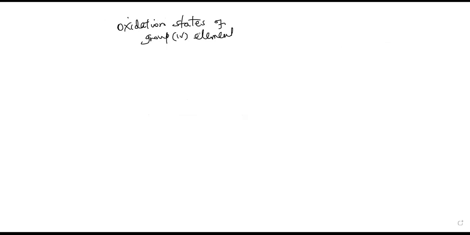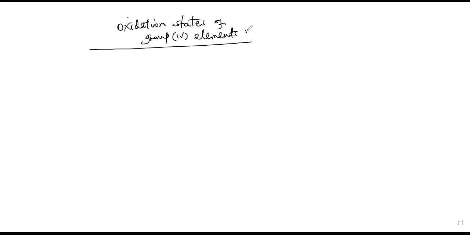It's a common question about the oxidation state. It's a very, very common question whereby you can be told to state the oxidation states that are exhibited by group four elements. And two, you can be told to describe or to discuss the stability of these oxidation states using the chlorides of group four elements or the oxides of group four elements. So it's a very, very common question. But before we go any further, you need first to know what oxidation state is.